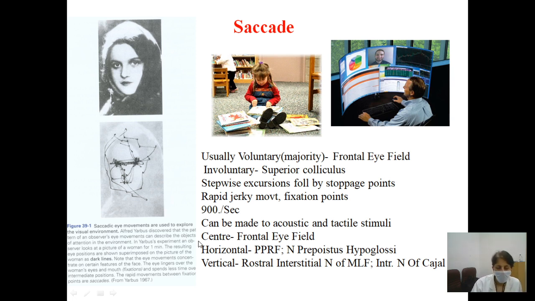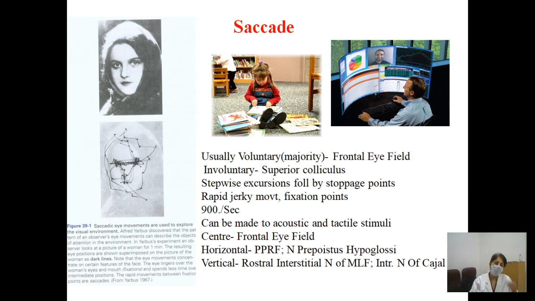Okay, then you have the vertical saccades. For the vertical saccades, you have the accessory oculomotor nuclei found in the mesencephalic reticular formation. That is the rostral interstitial nucleus of the medial longitudinal fasciculus, which again has the burst neurons that initiate these movements. To stop these movements for fixation, you have the tonic neurons situated in the interstitial nucleus of Cajal.